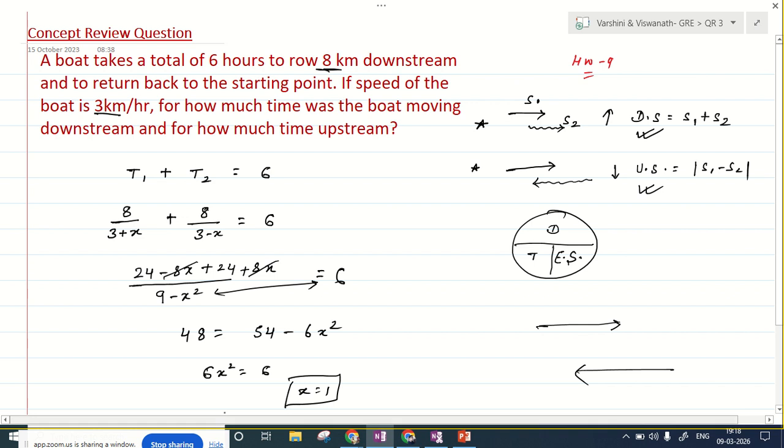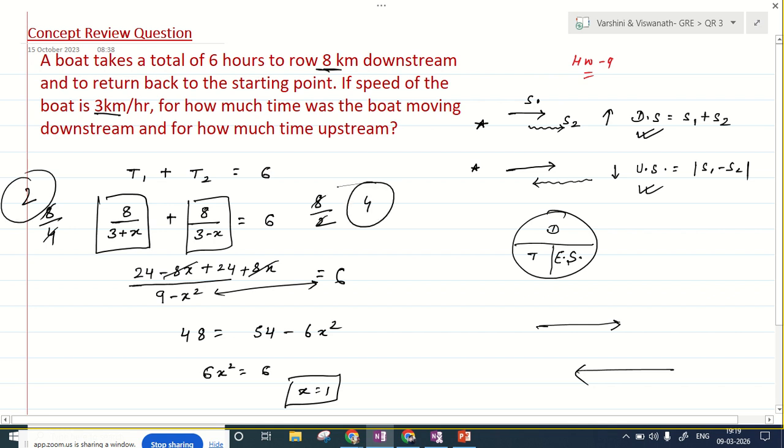Correct, no? The question is the time taken, meaning T1 and then T2. And very simple. How to get T1? I'll plug in. That's all. Correct. 8 by 4. What about here? 8 by 2. So I'll get here 2 hours. And what about here? 4 hours. So downstream 2 hours, upstream 4 hours. Okay.